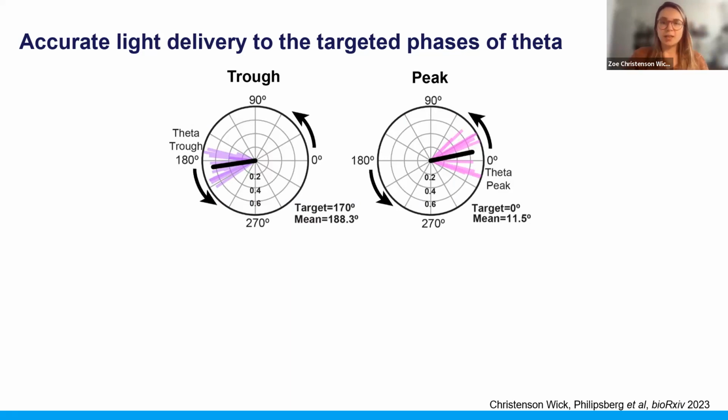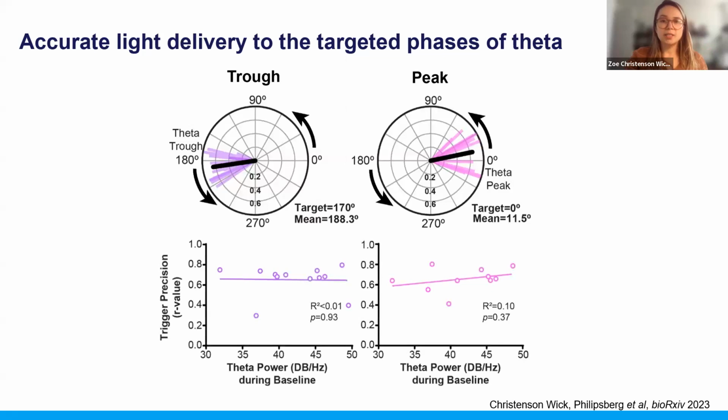So that's really nice. Now, you may be wondering how the accuracy of the system may be impacted by the oscillation itself, for instance, by the power of the oscillation. So I compared how the theta power in the reference channel that I'm using may correlate with the precision of light targeting. And precision here is shown on the y-axis, and theta power is shown on the x-axis. And you can see that we don't really see a correlation between theta power and precision of our PhaSER for targeting either the trough or the peak.